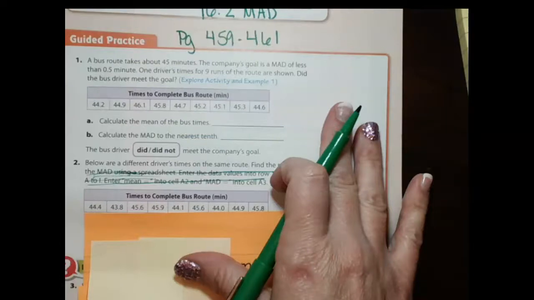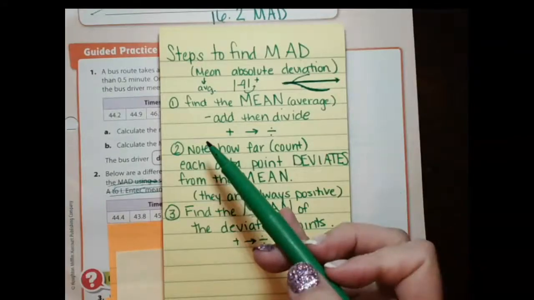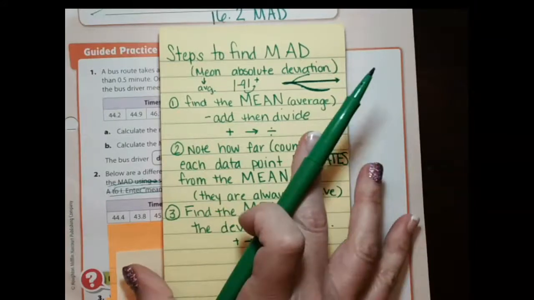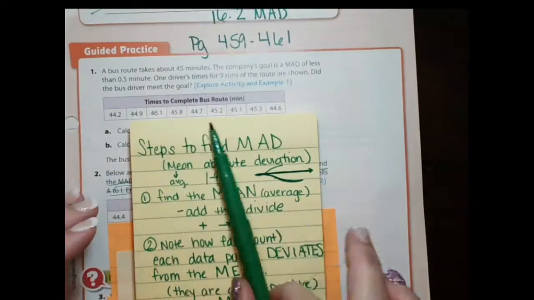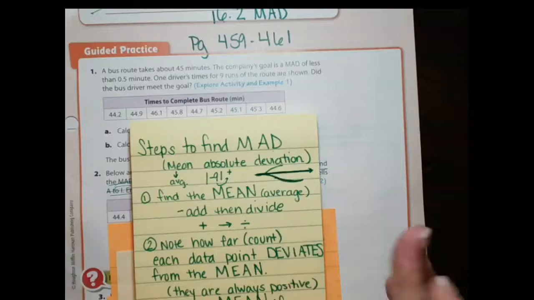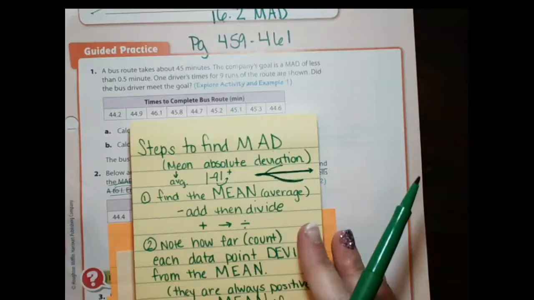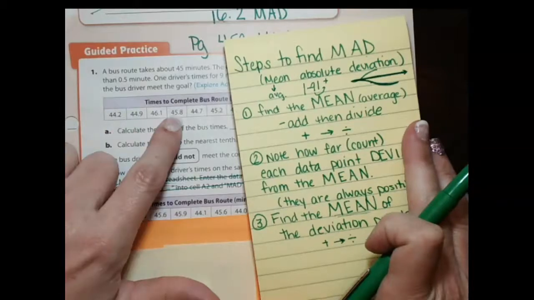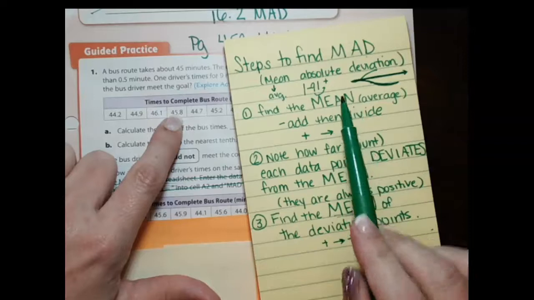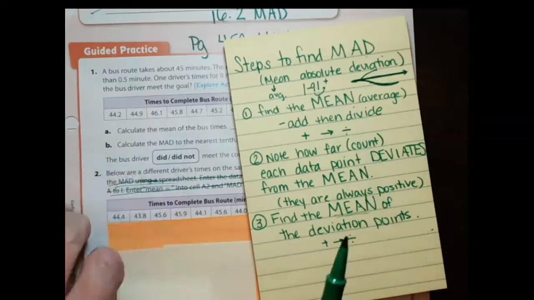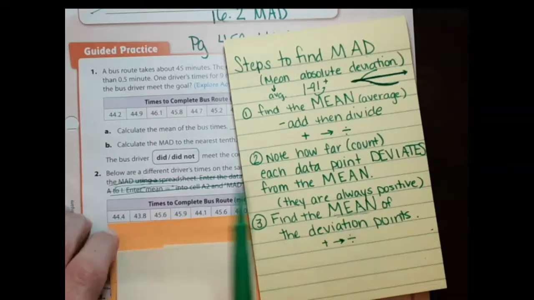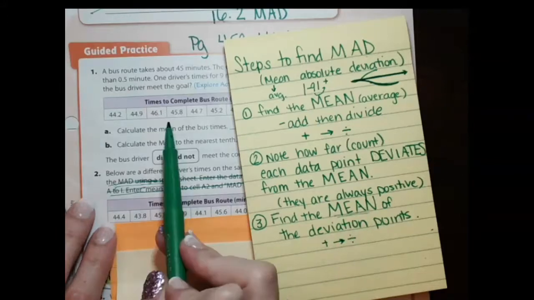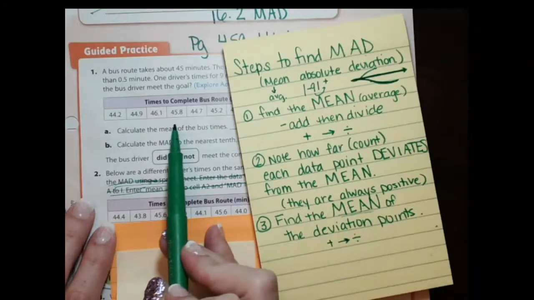So the steps to find a mean absolute deviation. First, you've got to find the mean, or the average, of all of the data points, which means you add them all up and then divide by the total number there. And then you've got to see how far each one of these deviates away from that mean. Then step 3, find the mean of all of the deviation points. You're going to add those all up and then divide by the same number. This gives you the mean absolute deviation, okay?